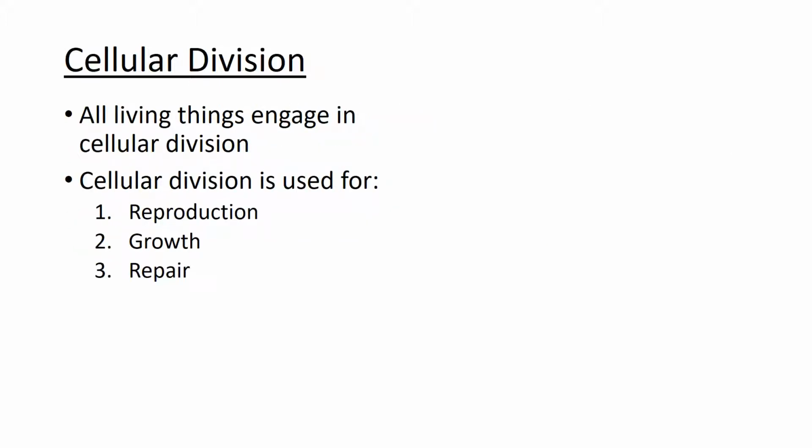All living things engage in cellular division. Cellular division is necessary for some of the defining aspects of living things. For instance, cellular division is used for reproduction, growth, and repair.